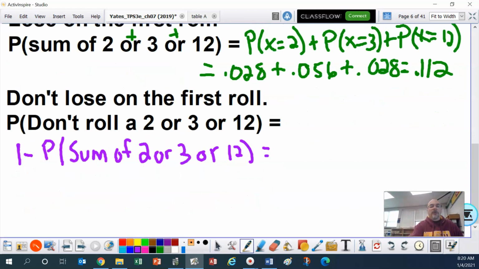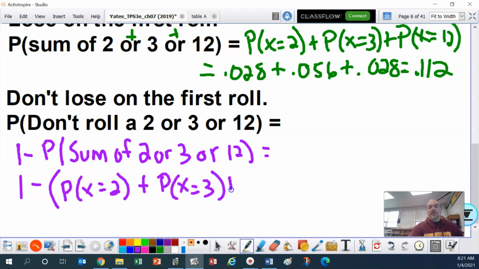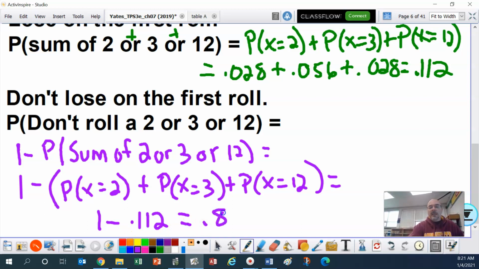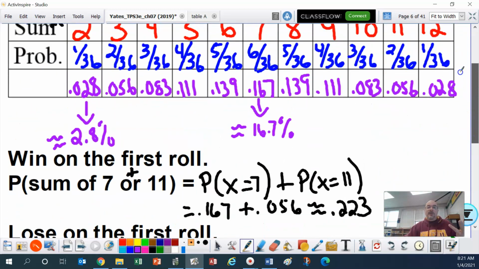Okay, let me rewrite that now. So that means I'm going to go 1 minus the probability that X equals 2 plus the probability that X equals 3 plus the probability that X equals 12, and that's 1 minus the last answer we got, 0.112, which is 0.888. So your chance of not losing doesn't mean you win, but not losing on that first roll is almost 89%. All right, so that's how we can use our table.